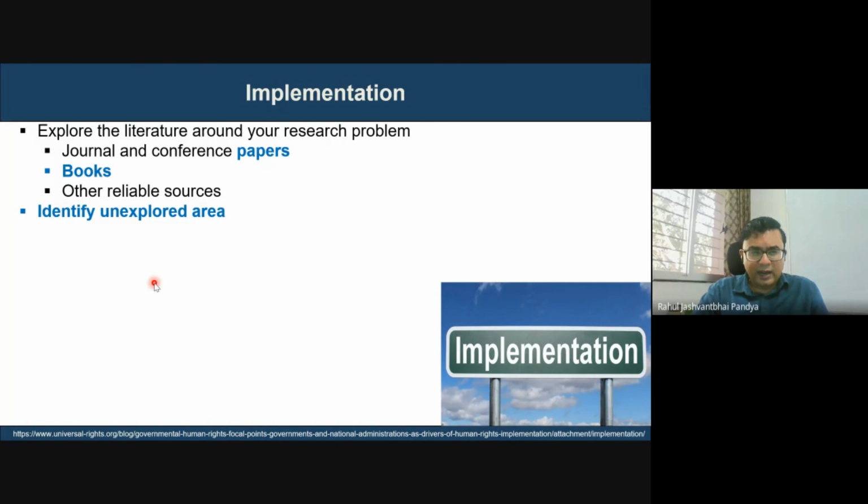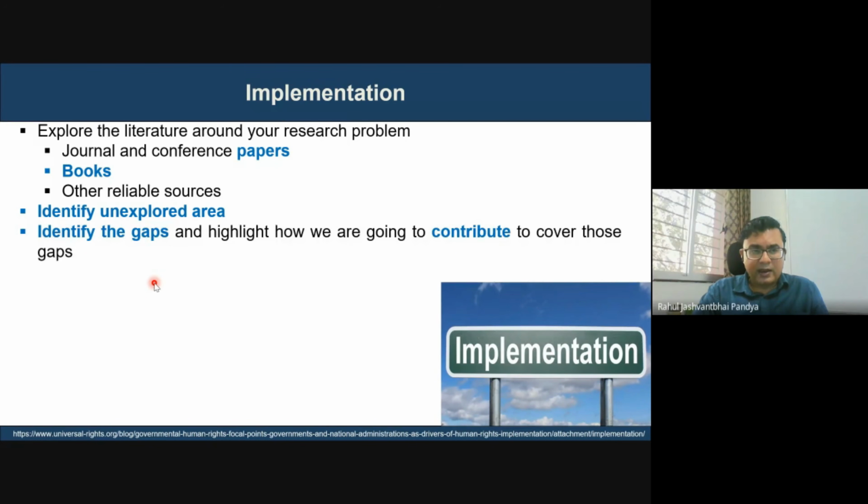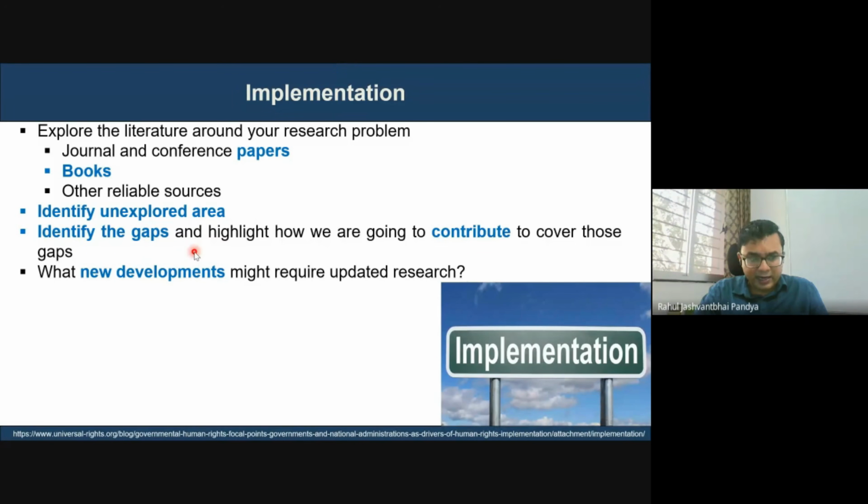I'll identify the unexplored area for my research, identify the gaps, and highlight how I can contribute to cover the gaps in the papers I was going through. And what new developments might be required to update that particular research. Once the gaps are identified, I'll start pitching my ideas.